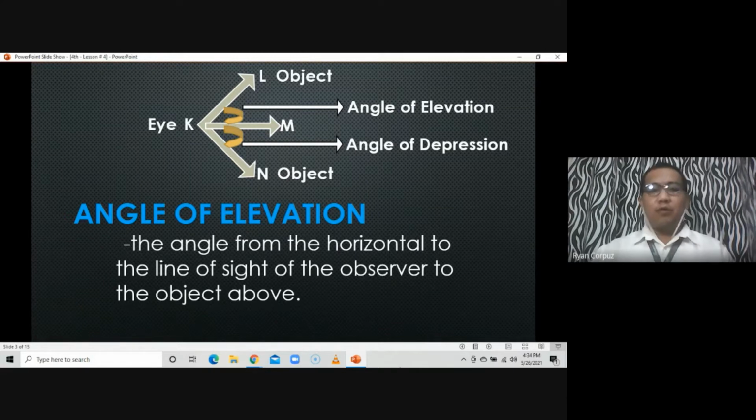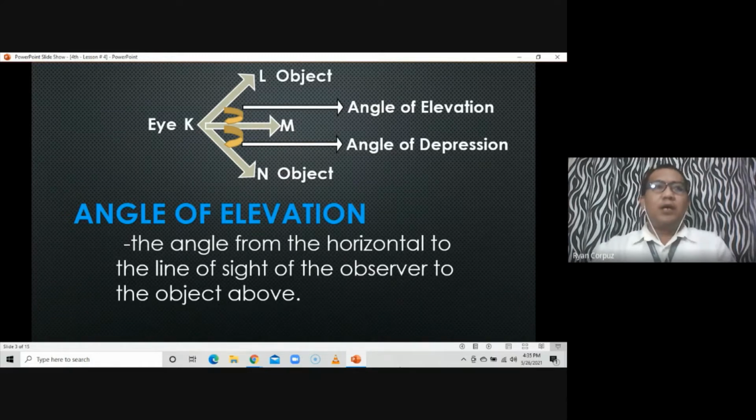So, ibig sabihin, from the horizontal, from the eye of the observer, if you're going to look straight forward, that will be your horizontal. And from there, if you're going to look at an object above you, from the horizontal, you will form what we call the angle of elevation. So, ayun, sinasabi natin angle of elevation.